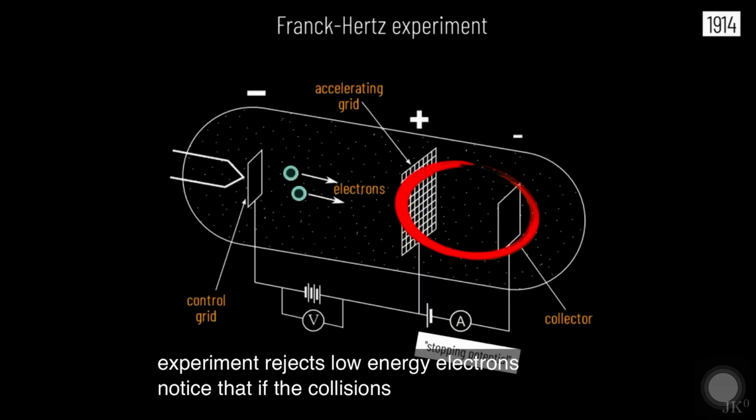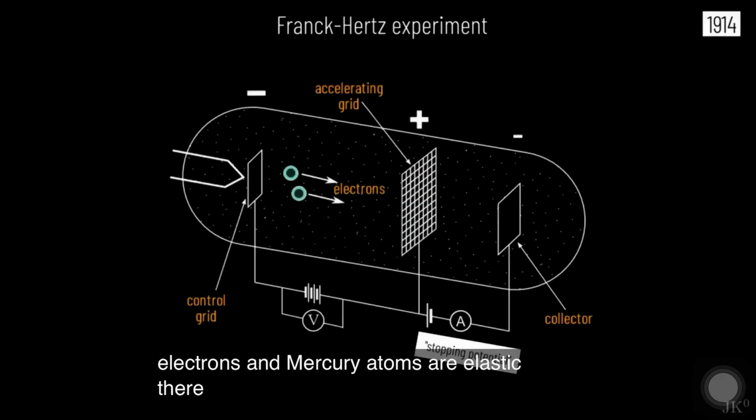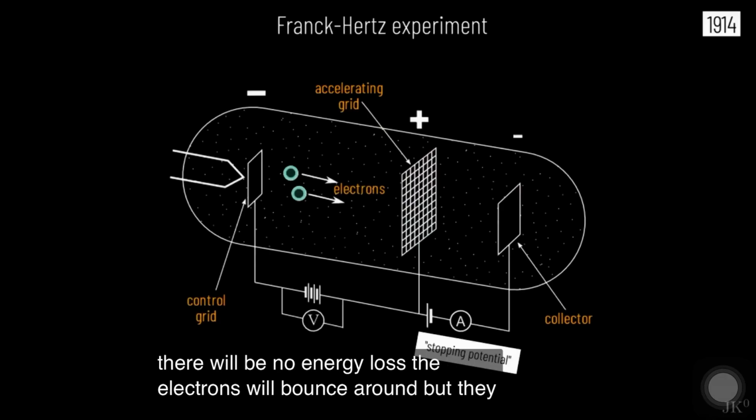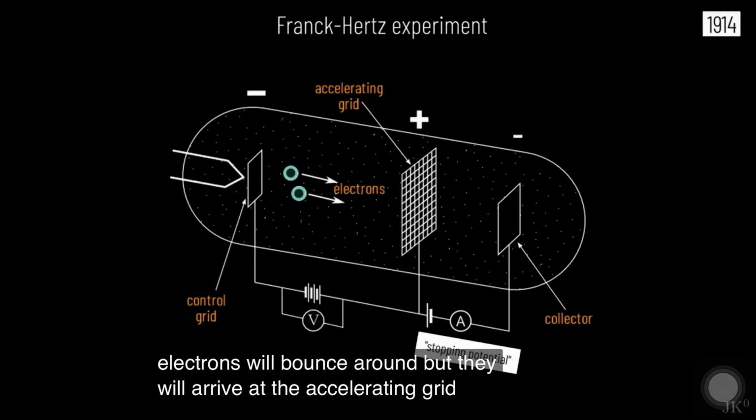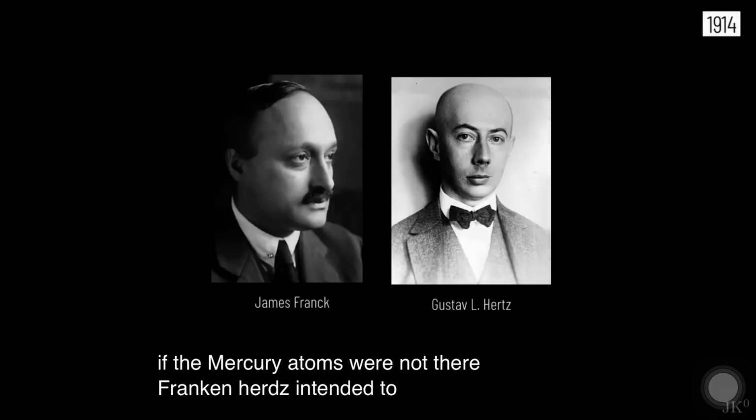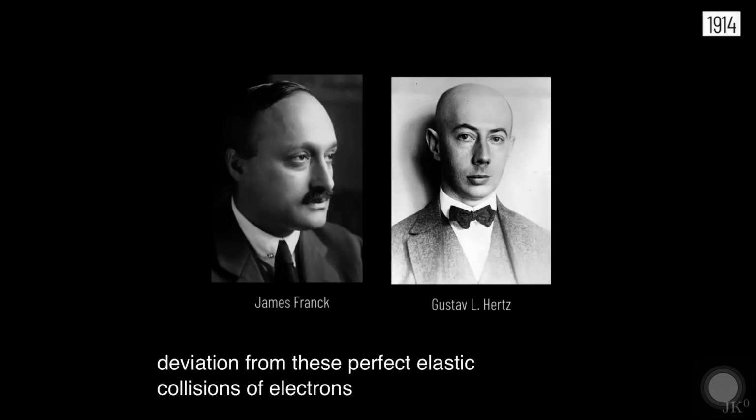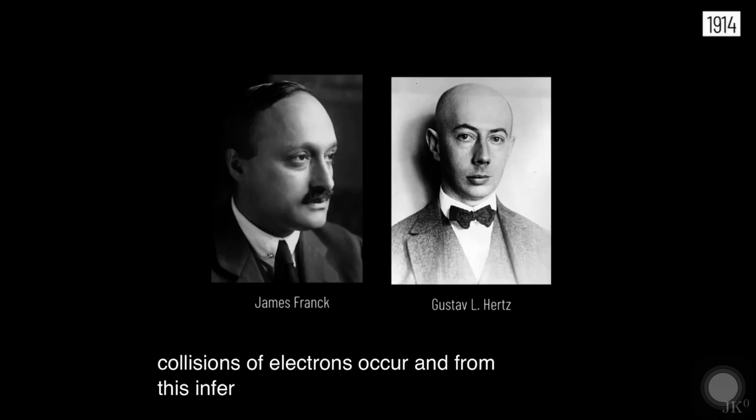Notice that if the collisions between electrons and mercury atoms are elastic, there will be no energy loss. The electrons will bounce around, but they will arrive at the accelerating grid as if the mercury atoms were not there. Frank and Hertz intended to check if any deviation from these perfect elastic collisions of electrons occurs, and from these infer features of mercury's atomic structure.